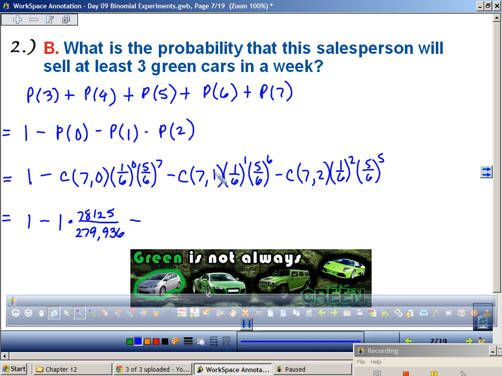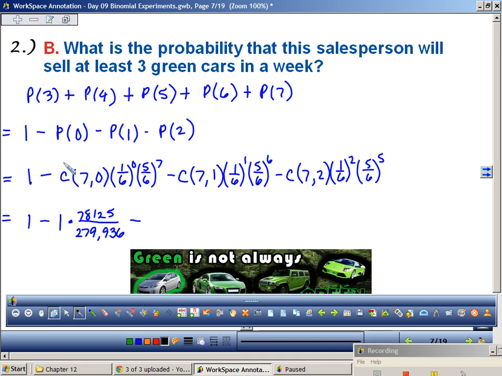Okay. So what's 7 choose 1? So you want me to put a parenthesis around this? How's that? Brackets work?